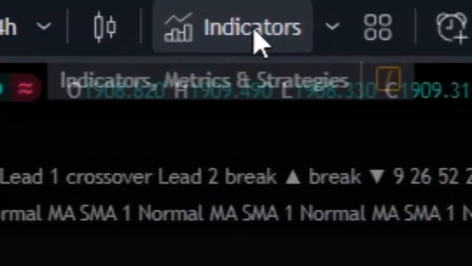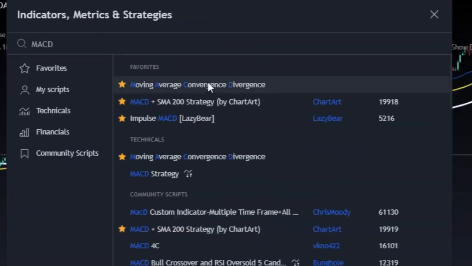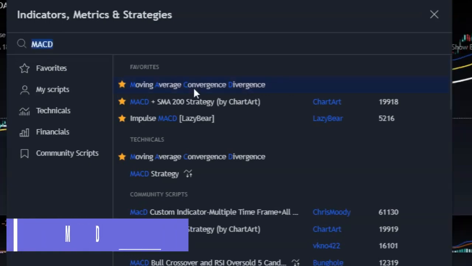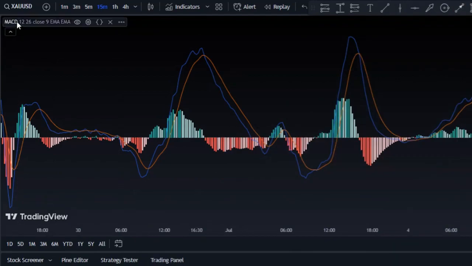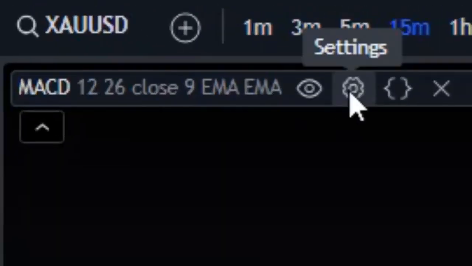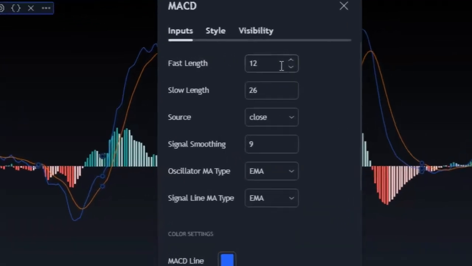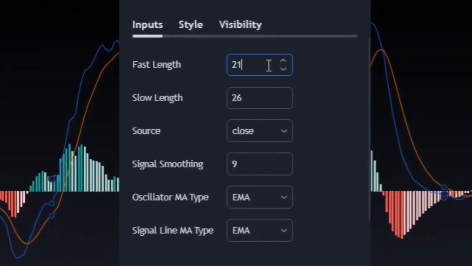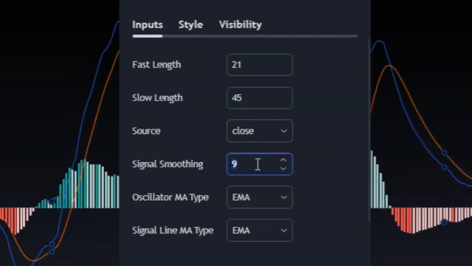To filter out signals that form during market volatility, we can use the MACD indicator. But we have to configure the MACD indicator based on the other 2 indicators. To do that, in the settings and from the input section, change fast length to 21, slow length to 45, and signal smoothing to 7.